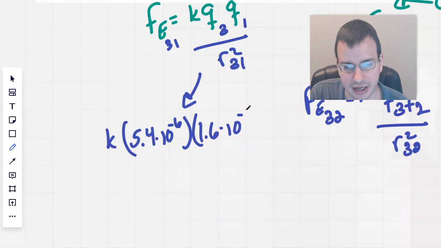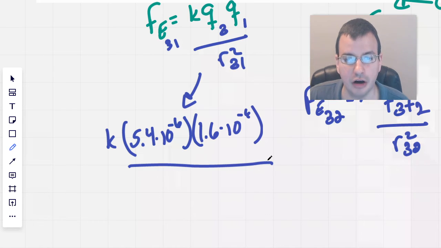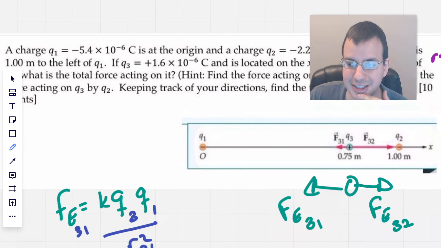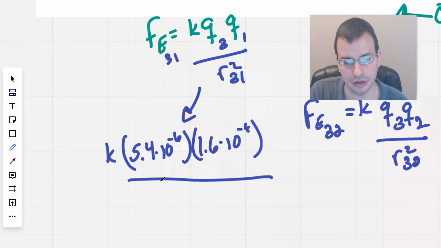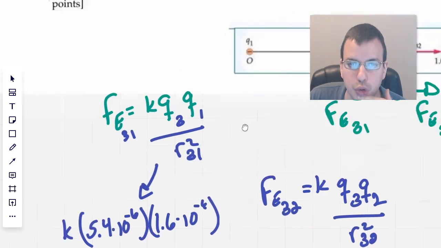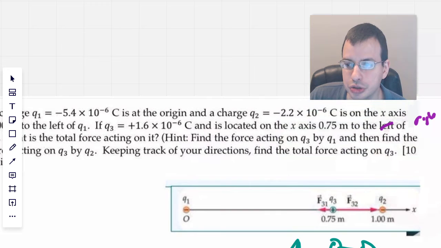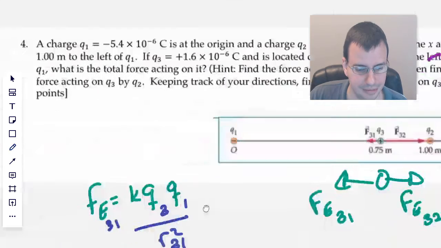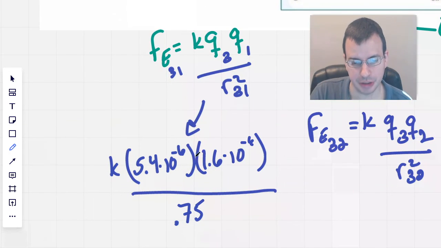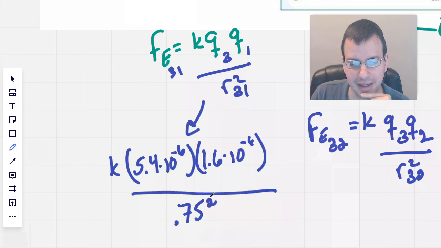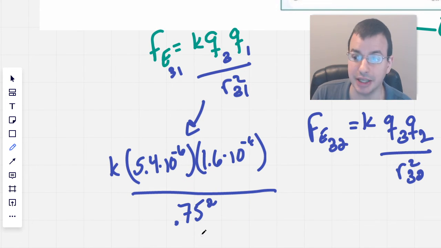1.6 times 10 to the negative 6. And then we're going to have R, and the distance between 1 and 3 is 0.75. So I'm going to do 0.75. I'm going to make sure it's in meters real quick. In the axis, meters. Yep, 0.75 meters, which is useful to know. So that'll be squared. Yes, I'm going to leave it like that.